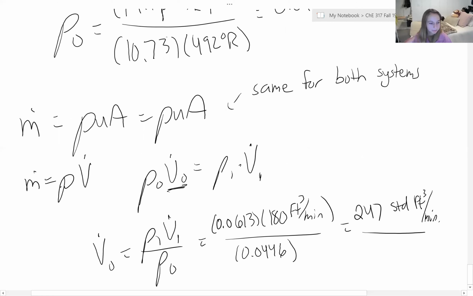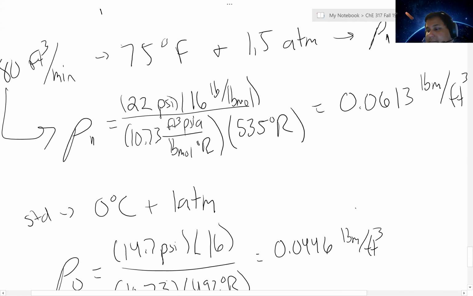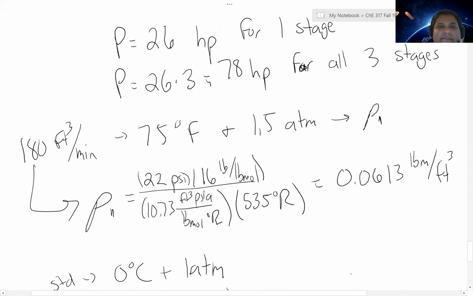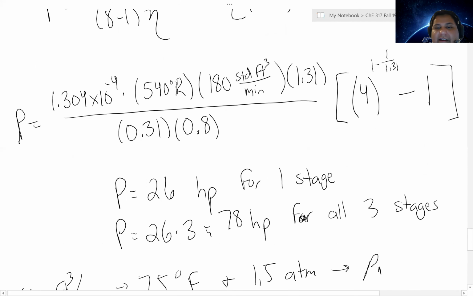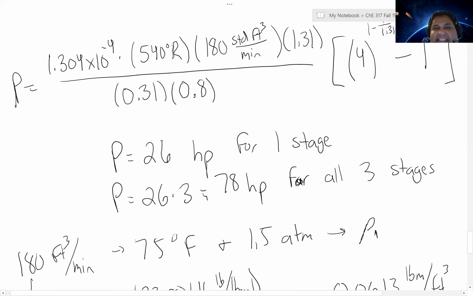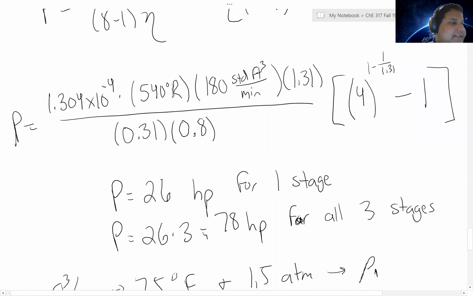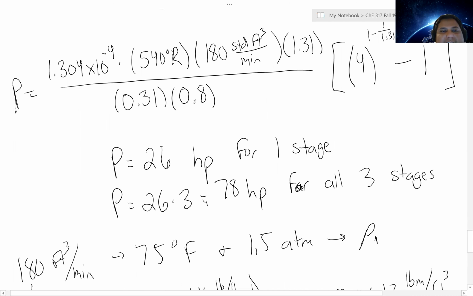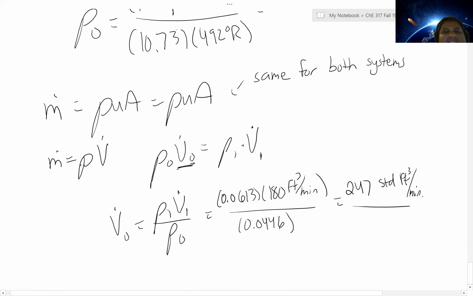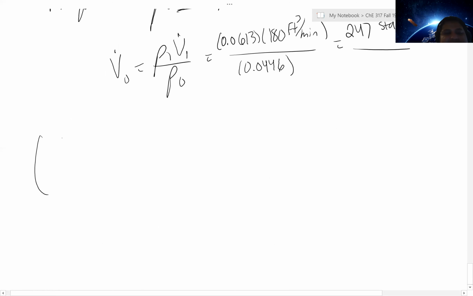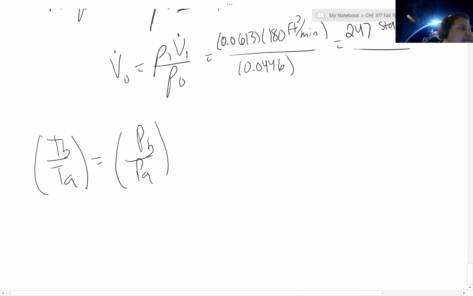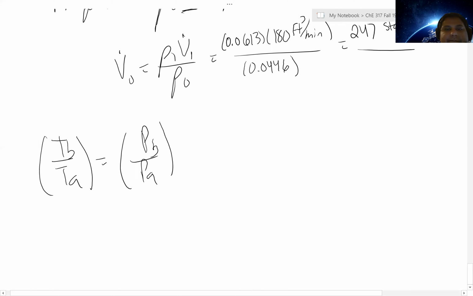Perfect. No, you're welcome. All right, so with the last little bit of time we have for today, let's finish up this example. So we found our power, 78 horsepower for all 3 stages, based off the expression, 820B. So now what we need to do is, what's the expected outlet temperature? Well, following the expression we derived earlier, TB over TA is equal to PB over PA to the 1 minus 1 over gamma.